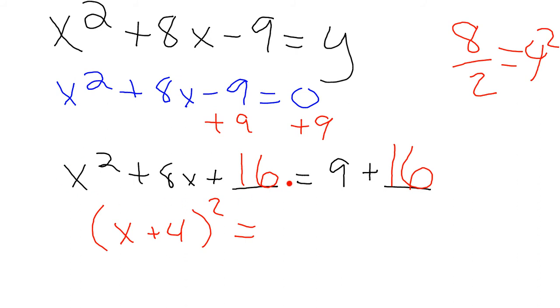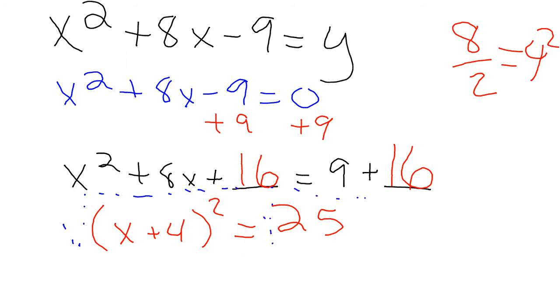This expression here turns into the x plus 4 quantity squared. And then 9 plus 16 is going to give me 25. From here we need to do something. X plus 4 is being squared. So to do the undo of squaring, we take the square root. So we're going to take the square root on this side. And what we do to one side, we must do to the other side.